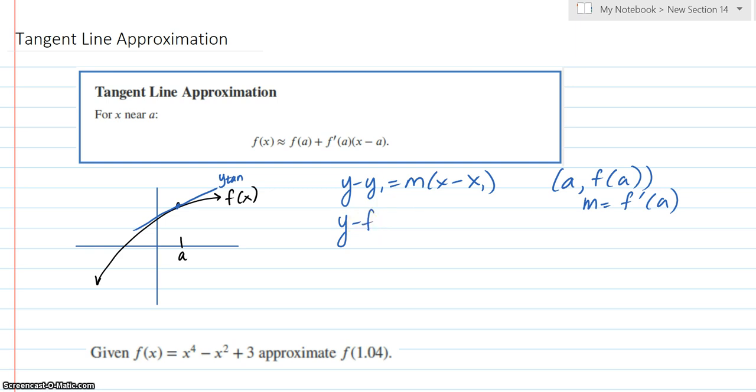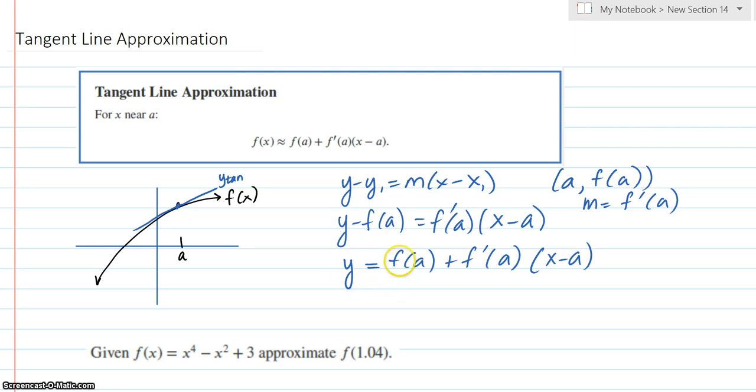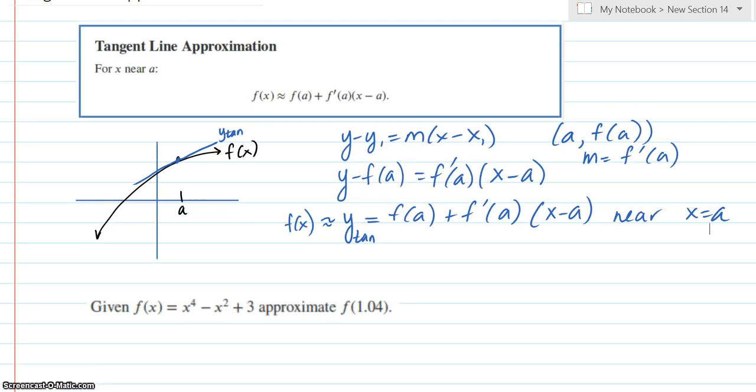So this would be f of a, this would be f prime of a, and the x1 we have as a, and you just solve for y and you get the formula. I'm going to call this y of a because that was the tangent line that I found. So that's approximately f of x near x equals a.